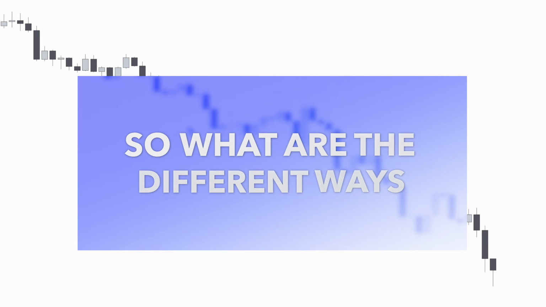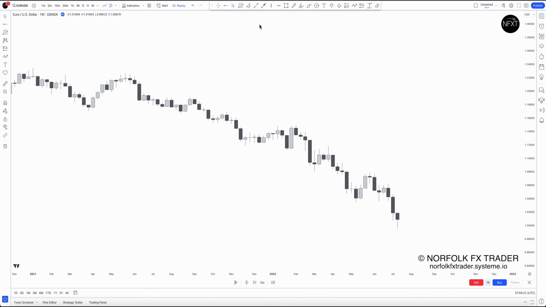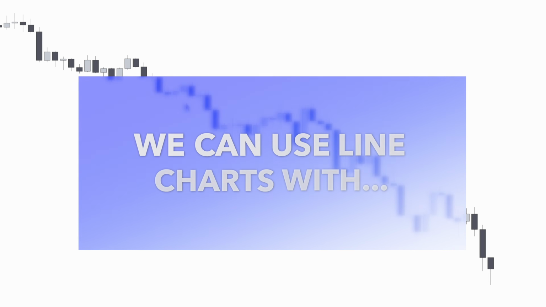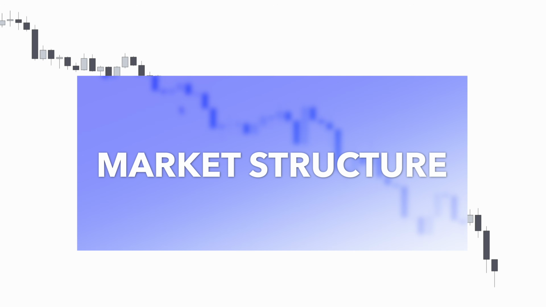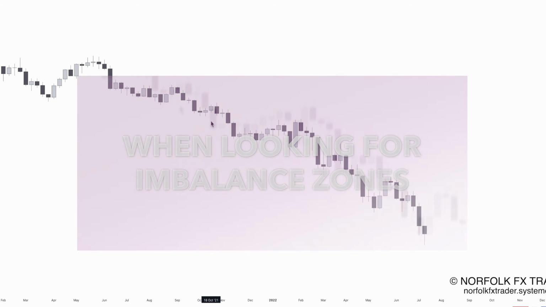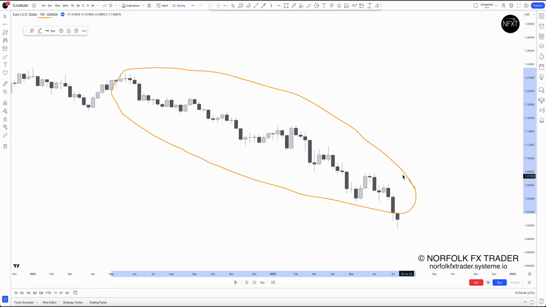So what are the different ways we can use a line chart trading strategy? Well, let's look at how we can use line charts with 3 different methods. We can use a line chart with supply and demand zones, we can use line charts with market structure, and we can use line charts when looking for those imbalance zones. So I'm on the EURUSD pair on a weekly time frame, and we're just going to look at the current area of price heading to the downside, and how you can apply all these 3 techniques using the line chart.